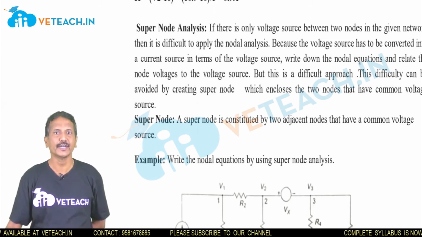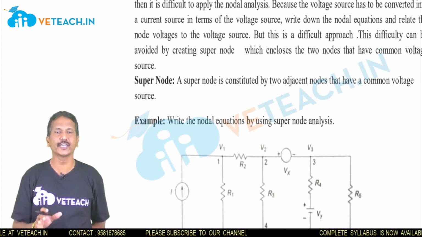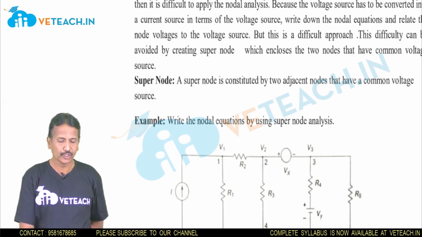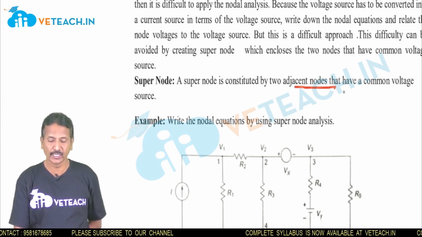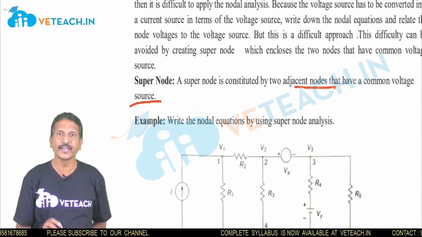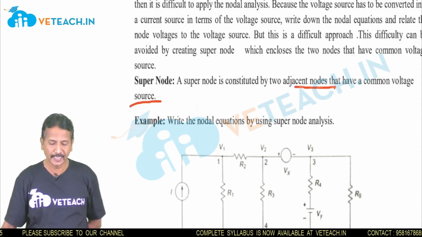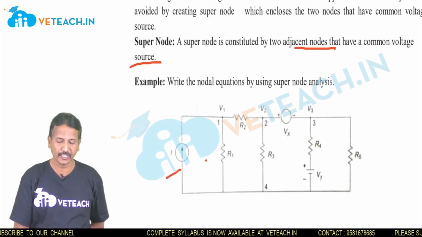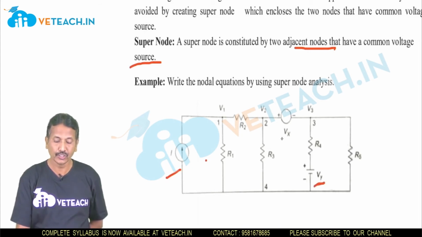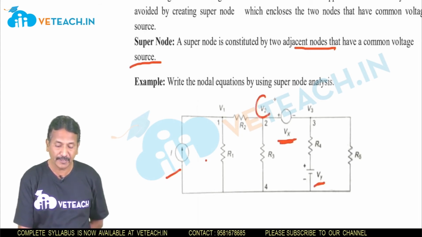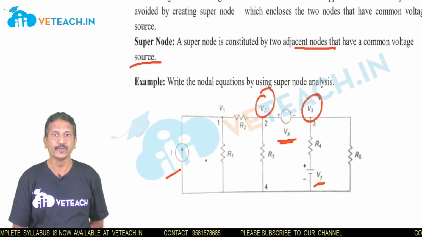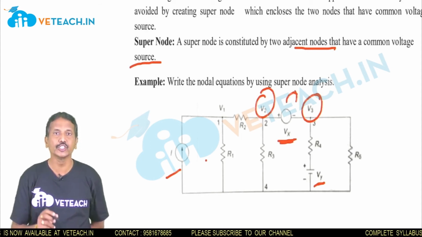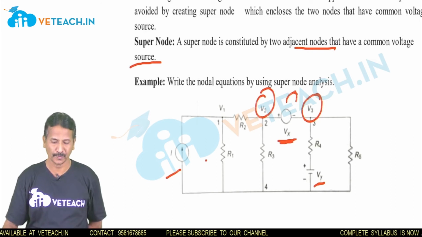Okay, here also, a voltage source connecting between two or three nodes, we can convert into a super node. A super node is formed by two adjacent nodes that have a common voltage source. What we have? A common voltage source. Now see in this network what happens here. These are 1, 2, 3, 4 loops. Here a current source is there. Here Vx is there. Vx lies in between what? V2 and V3. So nodes 2 and 3 are adjacent to each other, and we say this as a super node.